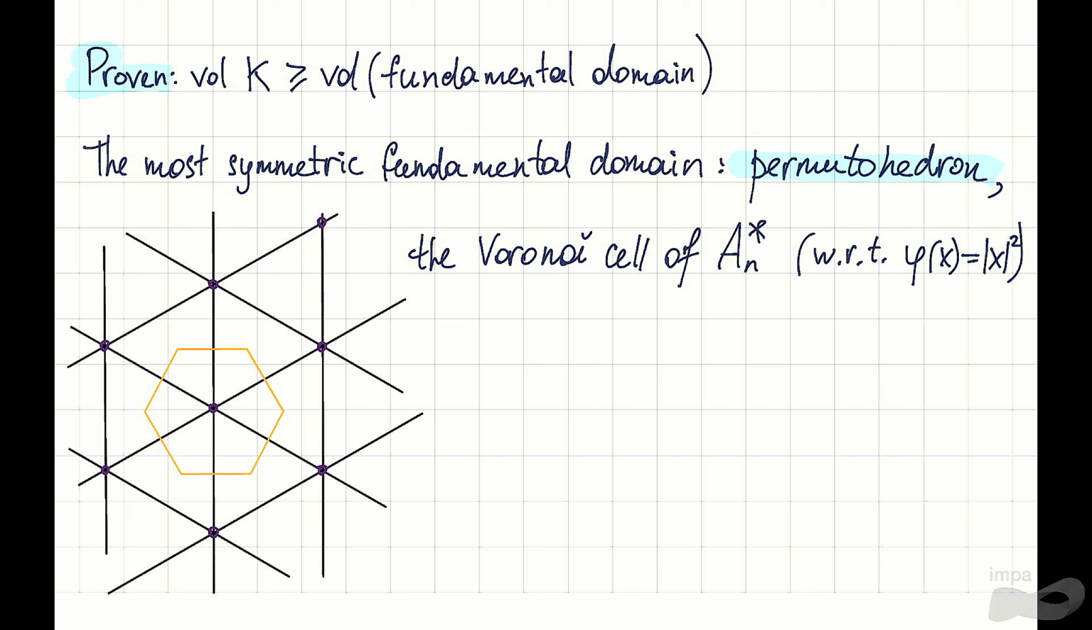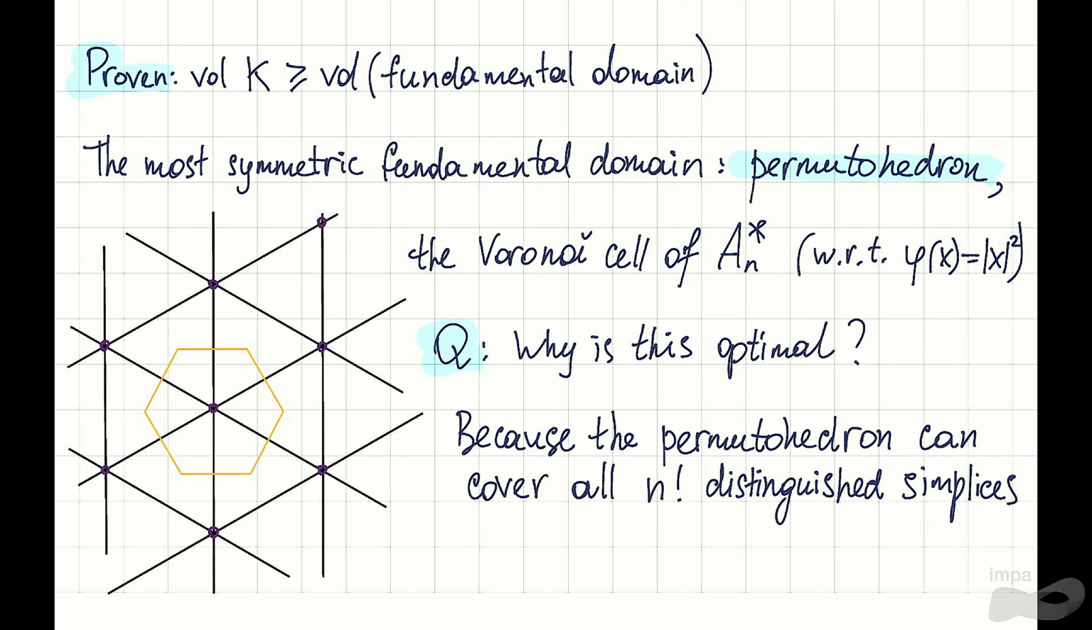Yeah, there are more famous ways to define this object, such as: it's the convex hull of all vectors which are obtained by permuting the numbers 1 through n. Something like that. But that's an equivalent definition. And then the next question: okay, we proved some inequality.